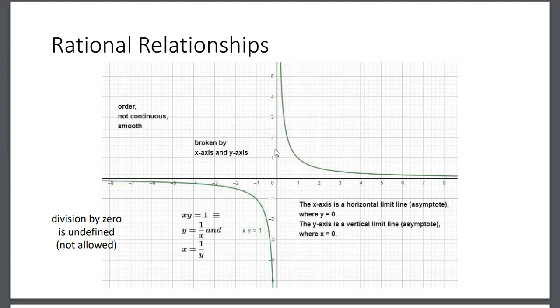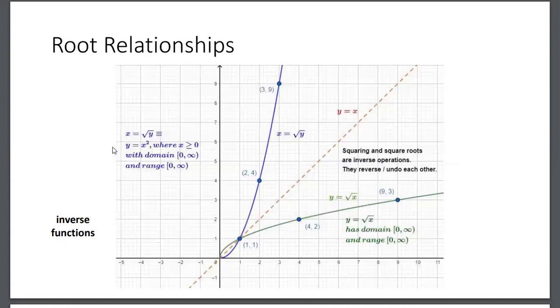And similarly, the graph is broken vertically by the y-axis, also a limit line, because there x is 0. And we know x can't be 0. That would not give us a product of 1. So the graph visually obeys and exhibits the relationships and the restrictions of those relationships. Root relationships.